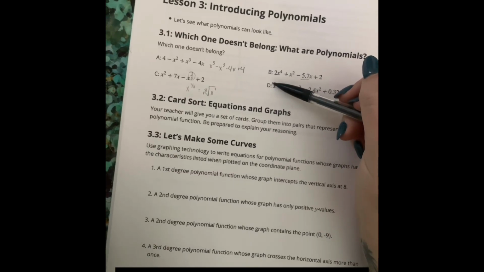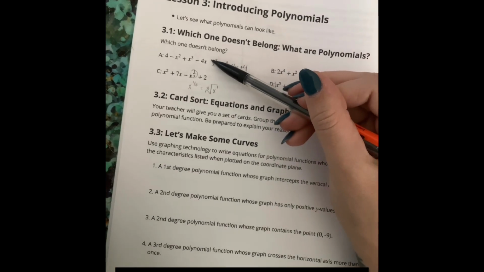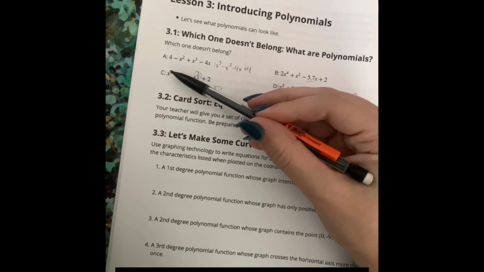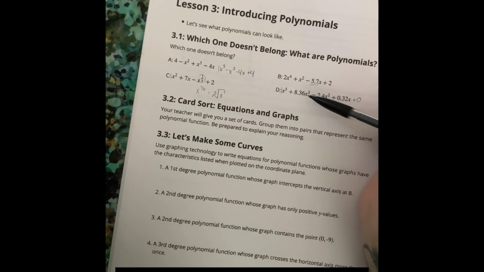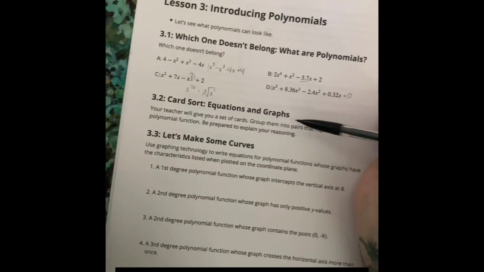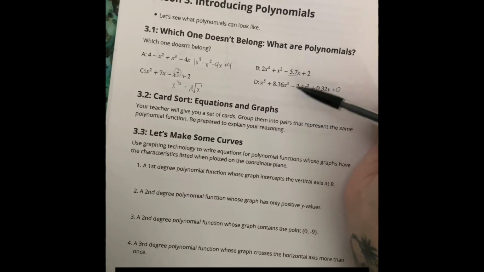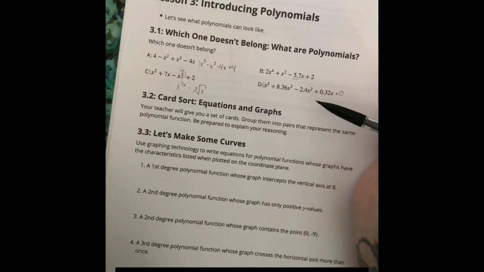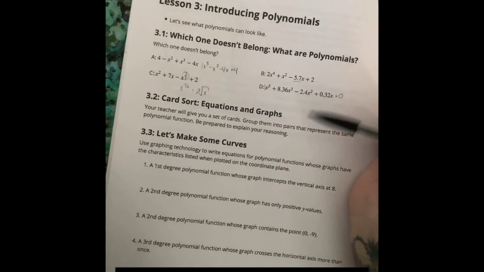Degree is 5, leading coefficient is 1. Degree is 3, leading coefficient also 1. Degree is 2, leading coefficient also 1. So another thing you could choose is B is different because the leading coefficient is not 1. Okay. Again, these are just examples. You definitely have more correct responses you could say.